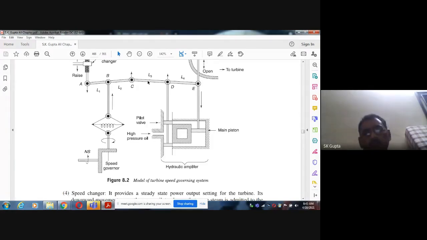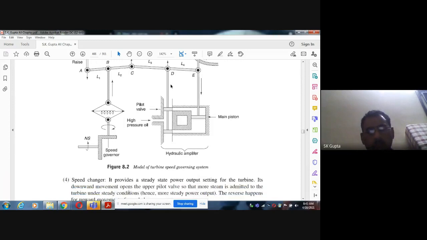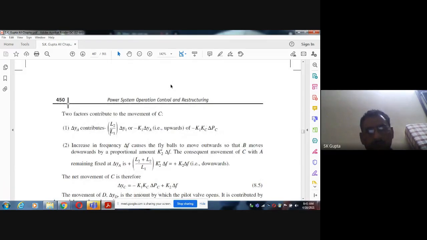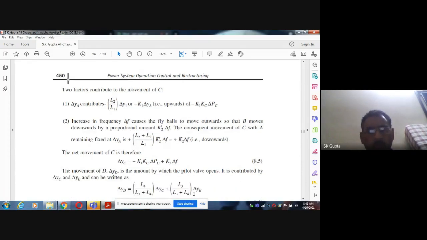Okay, so this YD, here you can say we have written YD. This YD is equal to L4 divided by L3 plus L4 into YC. This we have described just now. And the movement in YD is not only because of YC, it is because of the movement in YE also. So here again come to that point.